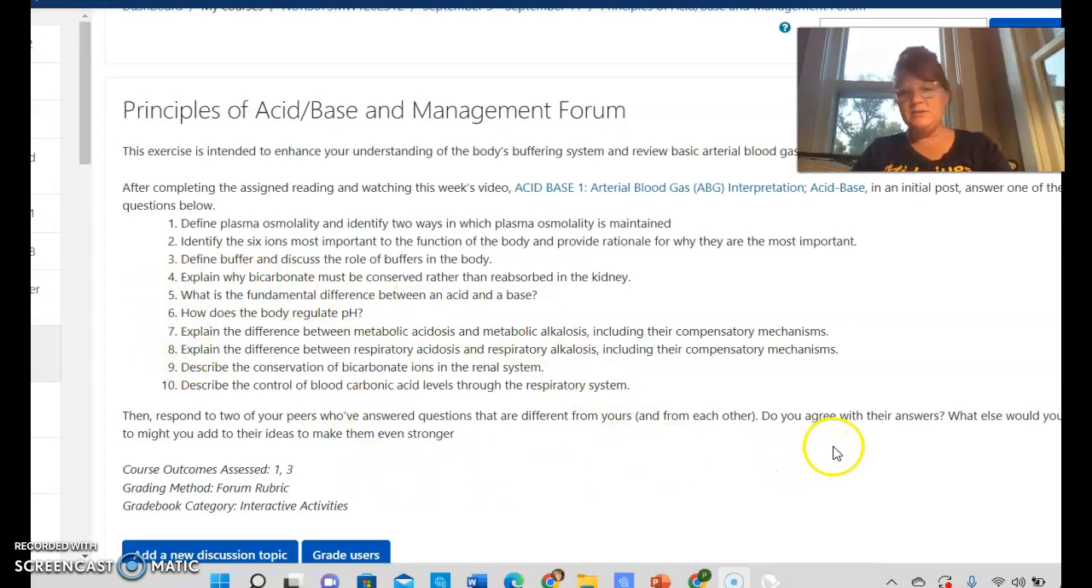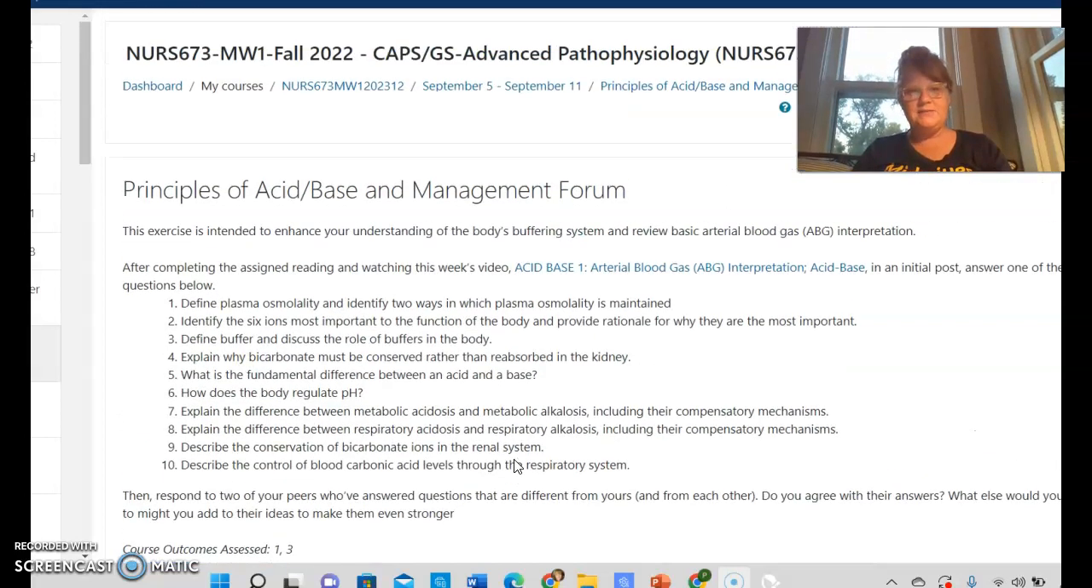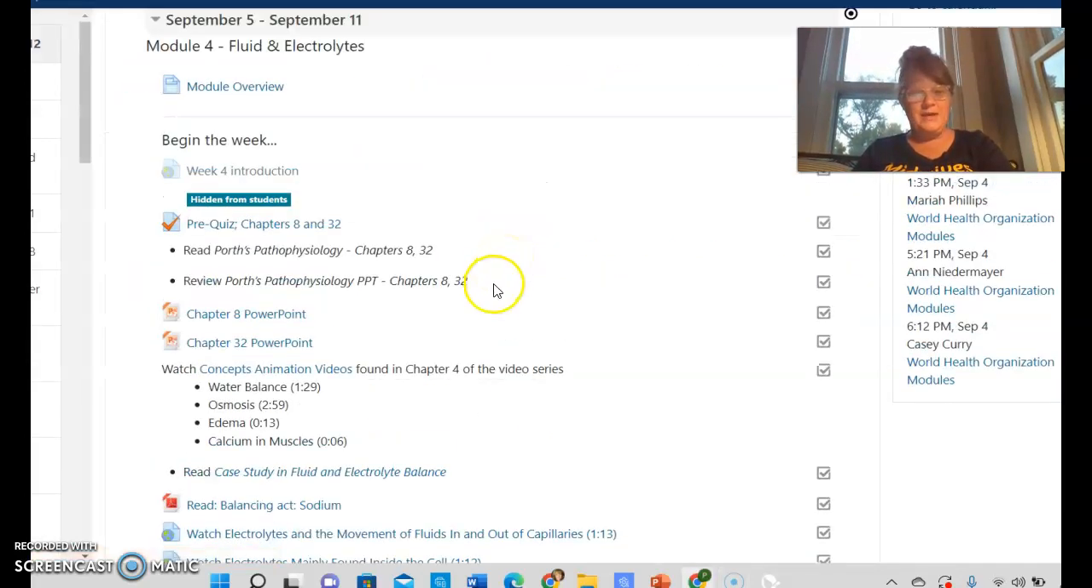Do you agree with their answers? What else would you add to make their ideas stronger? So that's your response. And remember that anyone who comments on your initial post you need to respond to as well. And submit that. So that is the forum for this week. And I would encourage you to maybe pick a question that might sound the most challenging, or the one where you think, I really know I don't understand that, so that maybe it becomes more clear in your mind. It doesn't sound quite so scary. So that's the forum for the week.